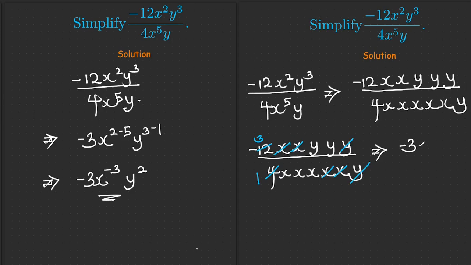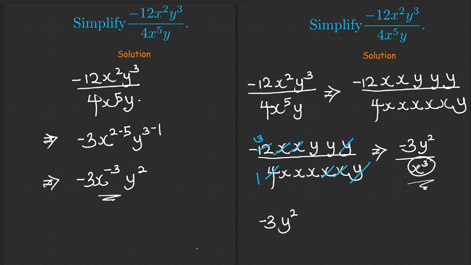Then for the y's, we have 2 of the y's, making y squared. And for the denominator, we just have an x to the power 1, 2, 3. There are 3 of them. And this becomes our final answer. Is this different from what we had over here? No. So we have negative 3 y squared.